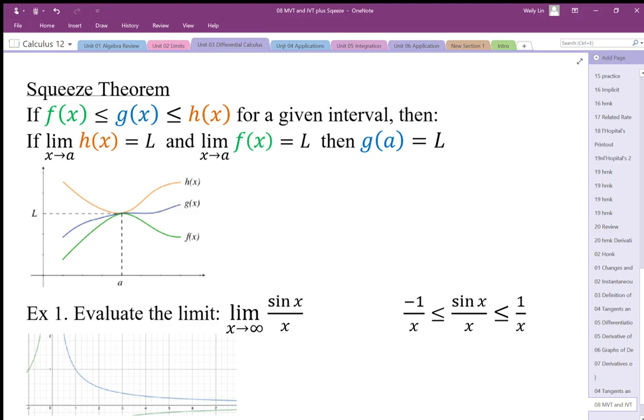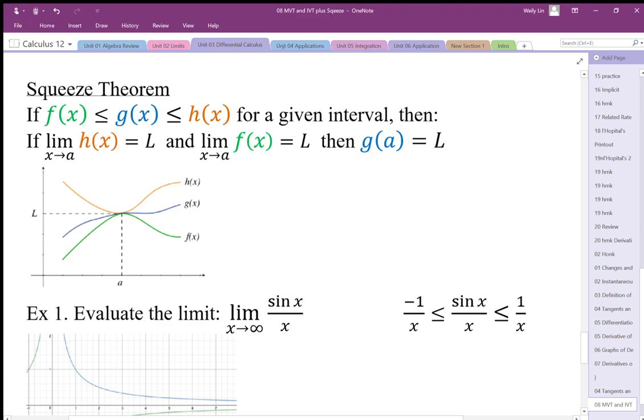The squeeze theorem is a fairly simple, straightforward theorem. If we can trap some function in between two other functions, for example, trap the g function between an upper function h and a lower function f, and we can squeeze the h function down to a limit and the f function down to that same limit, that means if I can pinch it from the top and from the bottom to the same limit, the middle function must be that same limit, and we can make that conclusion.